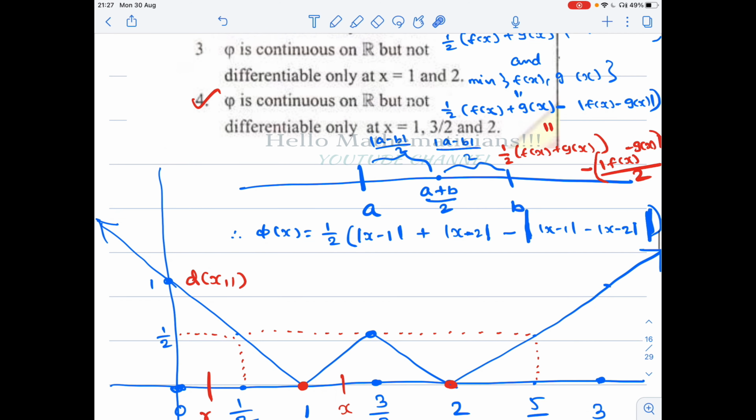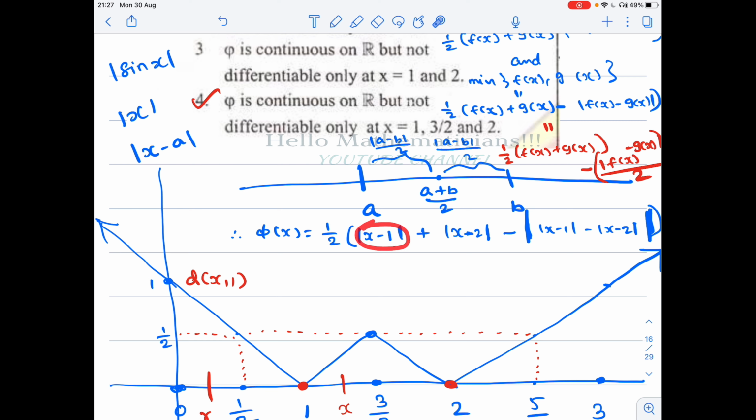Now, one thing we need to remember is that the function |x| is not differentiable at 0, and |x minus a| is not differentiable at the point x equal to a. Even if you take the modulus of sine x, wherever sine vanishes, at those points |sine x| won't be differentiable. Okay, that is the idea.